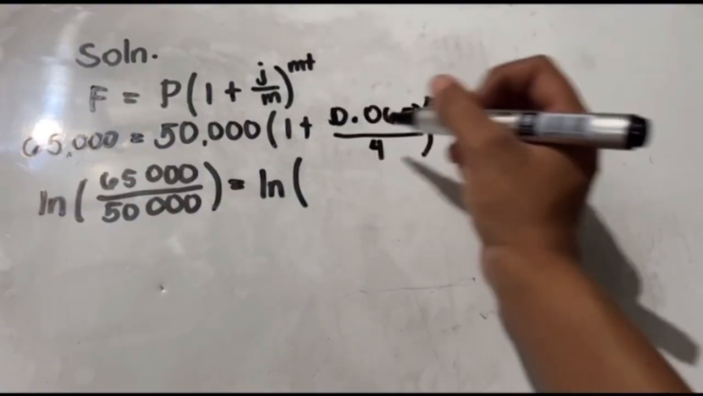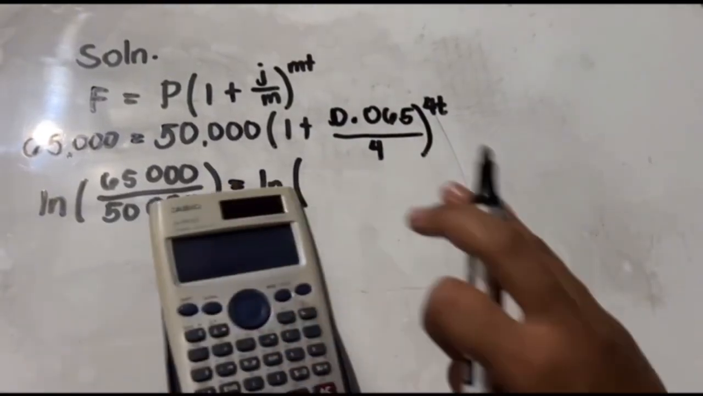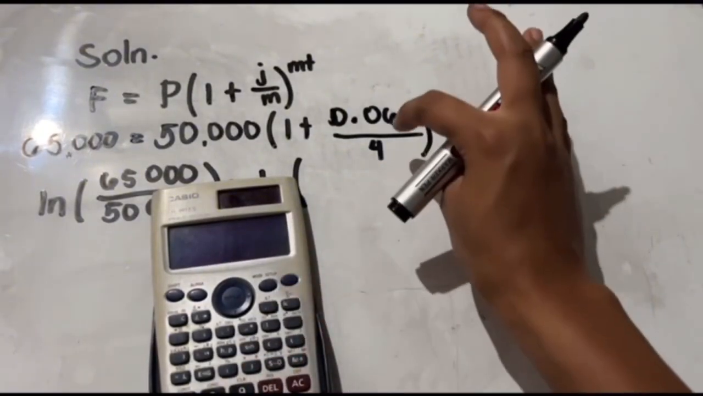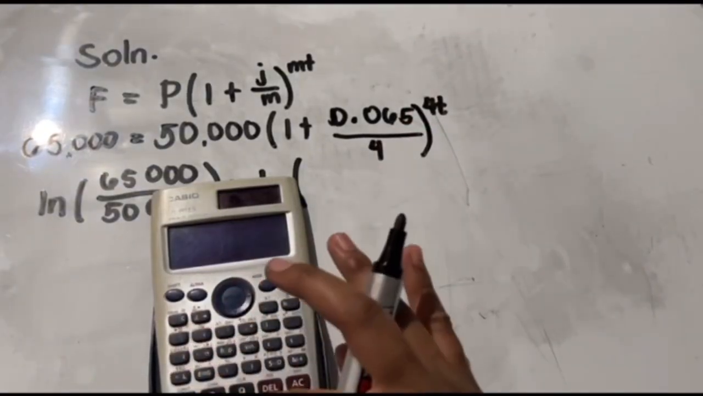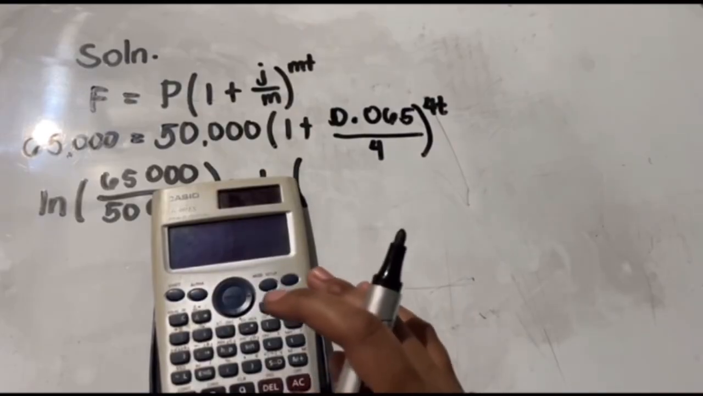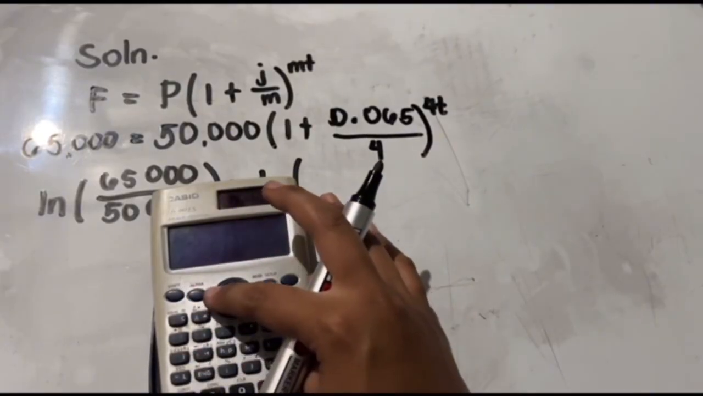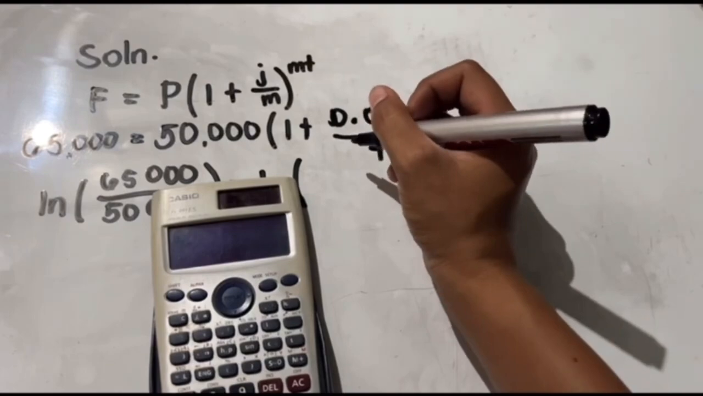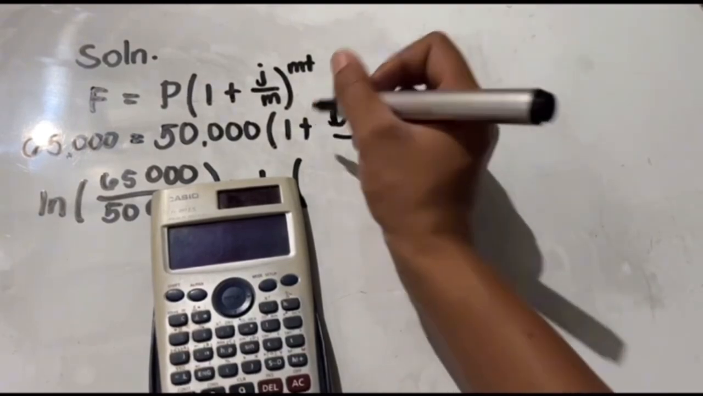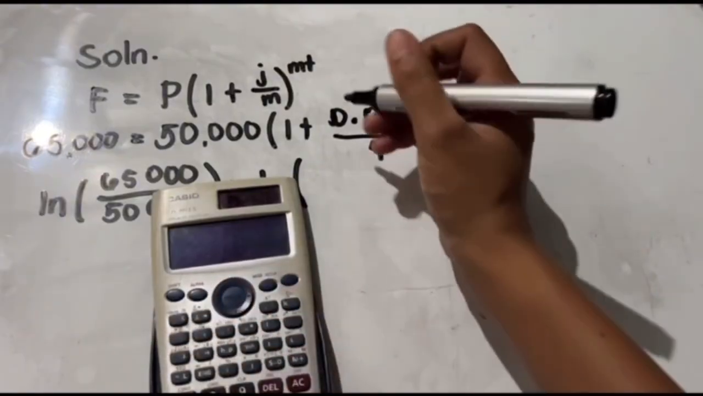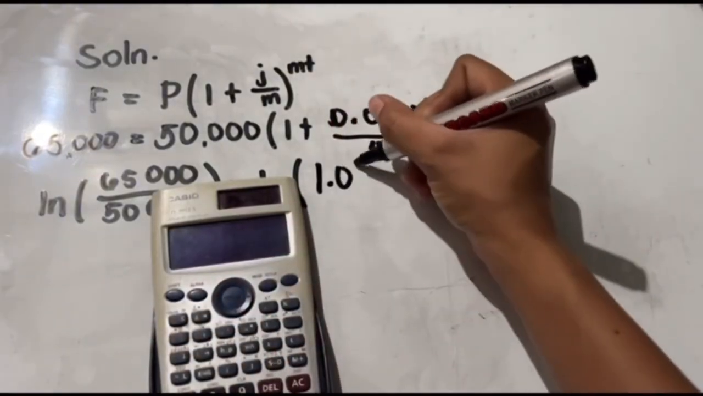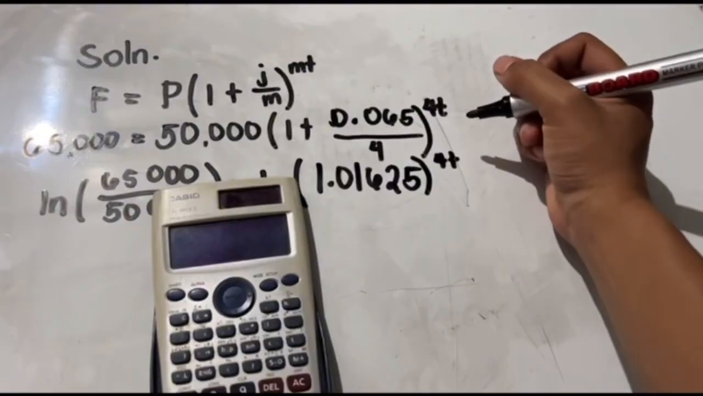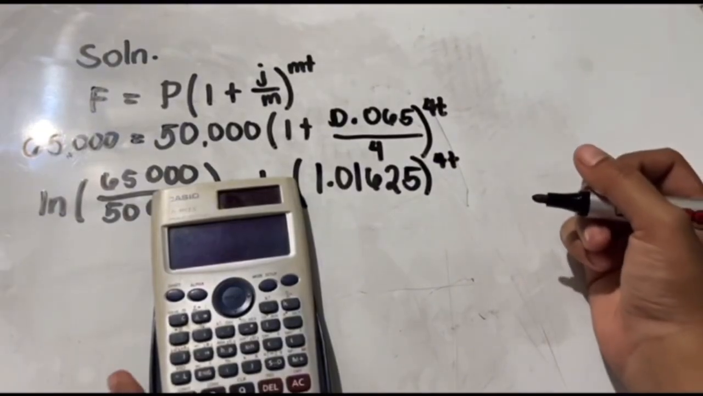So we will simplify what is inside the parentheses using our calculator. Using our calculator, we will plug in 0.065 divided by 4, so equals 0.01625. Plus 1 is equal to 1.01625, for t.